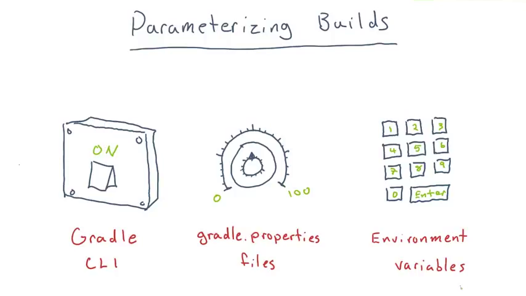To solve this problem, Gradle allows you to parameterize your build by adding properties to the project object from locations outside your build script: command line arguments, gradle.properties files, and environment variables. Let's check out the syntax.